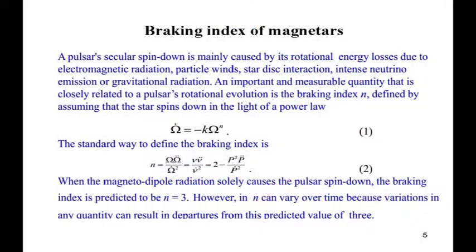A pulsar's secular spin-down is mainly caused by its rotational energy losses. A pulsar spins down in the form of a power law for a long time, and the power-law exponent is called the breaking index. When magnetodipole radiation, or MDR, solely causes the pulsar to spin down, the breaking index is predicted to be n equals 3. Up to date, only 9 of the 3,000 known pulsars have reliably measured breaking indices, all of which deviate from 3, demonstrating that the spin-down mechanism is not pure MDR.